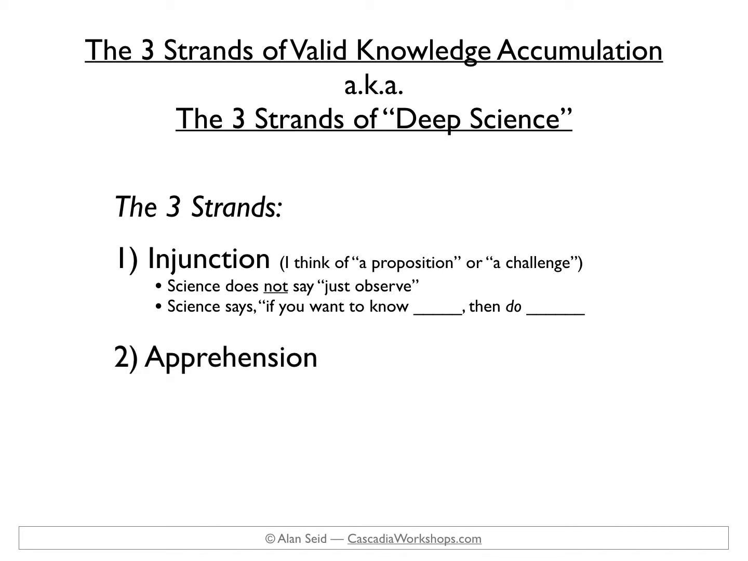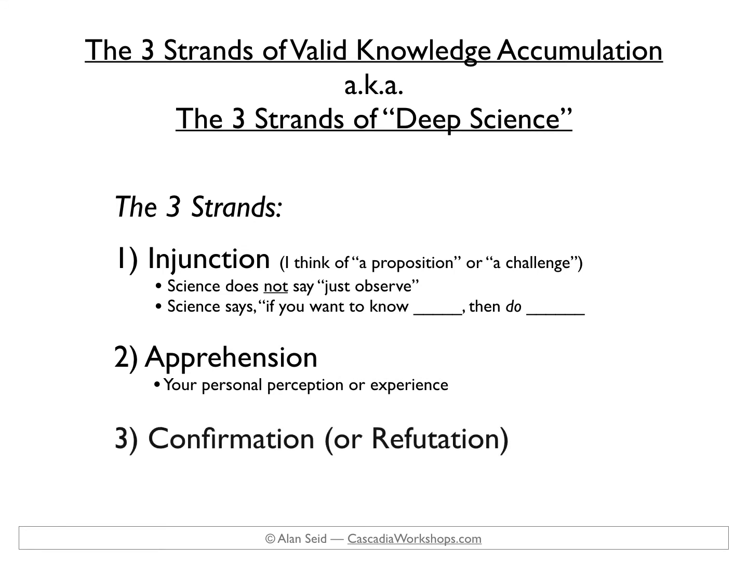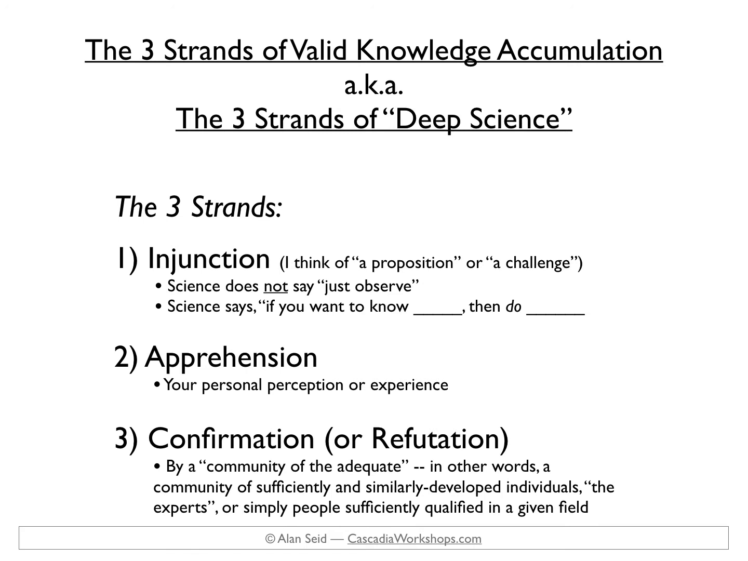Then there's what's technically known as apprehension, which is your personal perception or experience. And the third is confirmation or refutation by a community of similarly developed individuals, or a community of the adequate, as it's known in some circles. A community of sufficiently and similarly developed individuals, quote unquote, the experts, or simply people sufficiently qualified in a given field. So it's similar with meditation, which I brought up earlier.